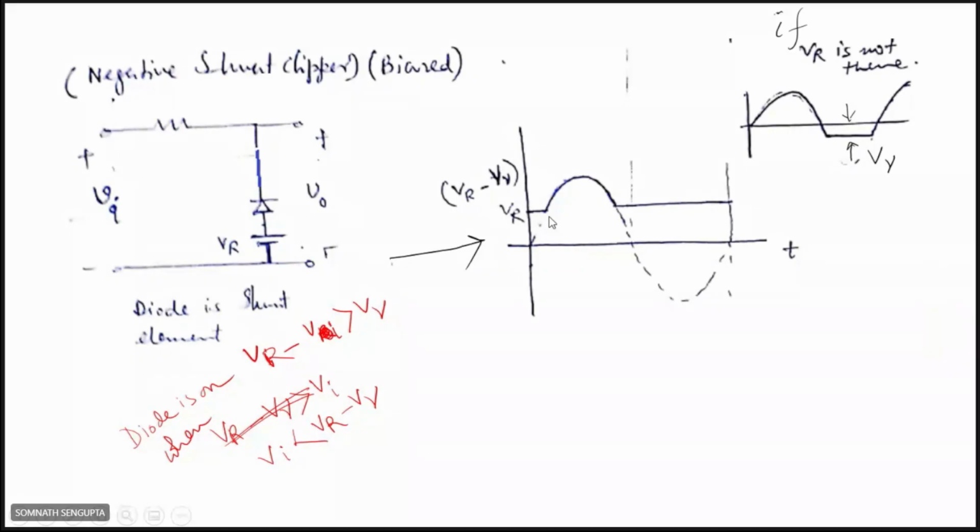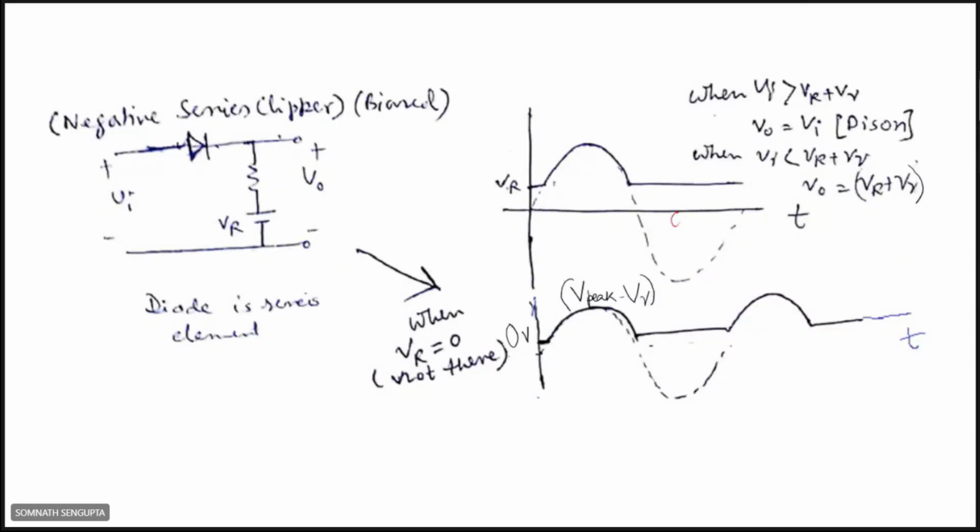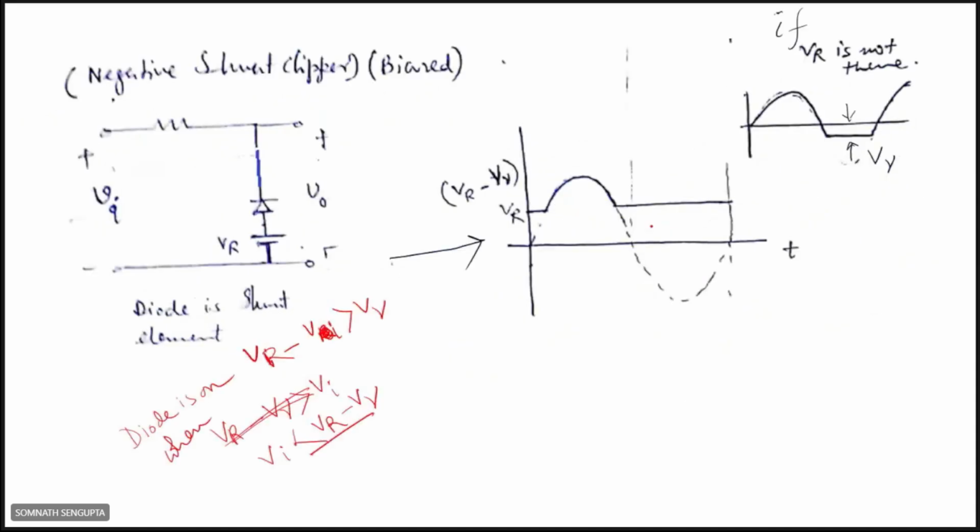If the diode is on, then this is not the input. So this time it is actually clipped. You are clipping the peak of the positive cycle. Only the positive side will be transmitted.